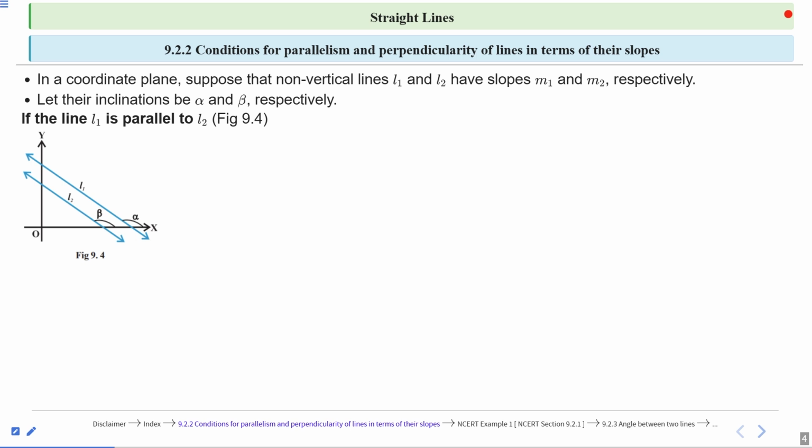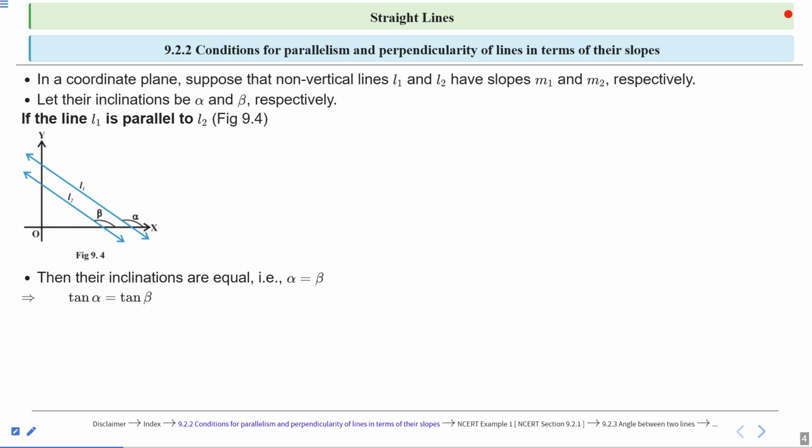Suppose the line L1 is parallel to L2. See this figure 9.4. Here you can see lines L1 and L2 are parallel lines. The slope of L1 is M1 and the slope of L2 is M2, and their inclinations are alpha and beta. Then their inclinations are equal, that means alpha is equal to beta. So it implies tan alpha equals tan beta.